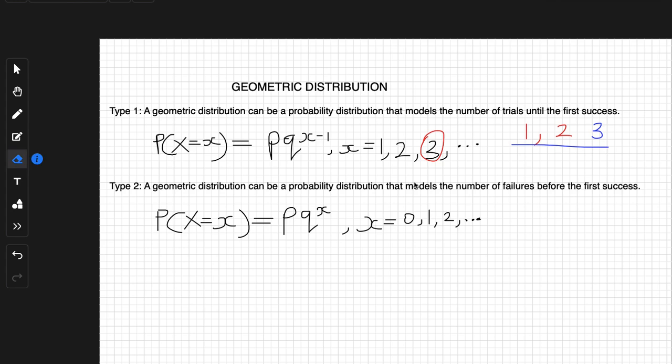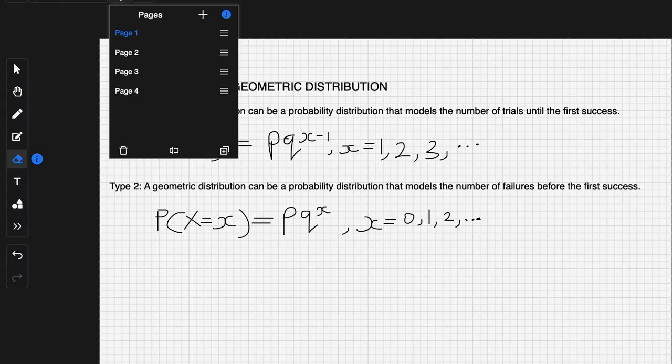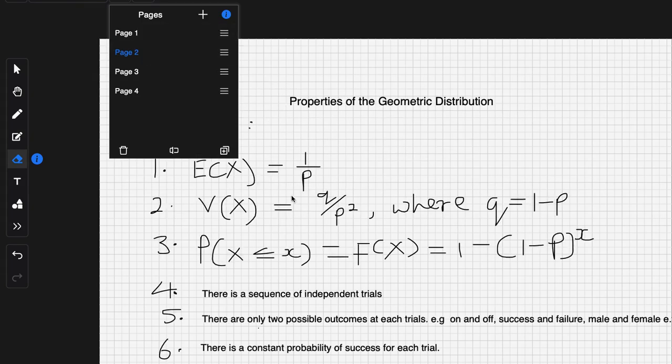All right, so the first type is important. The second type is also important, but we will concentrate on the first type. Which means we are going to be considering X as the number of trials until the first success. But in the second one, X is the number of failures before the first success. So it's good to take note of the two.